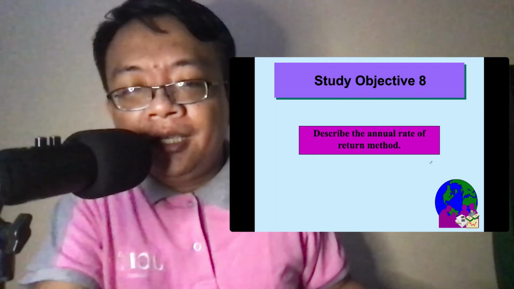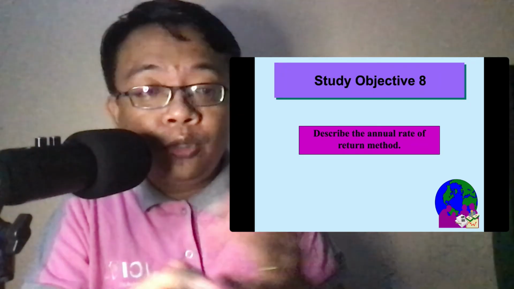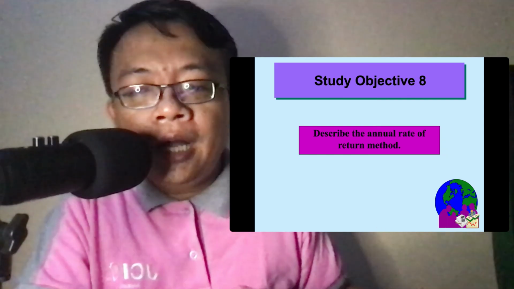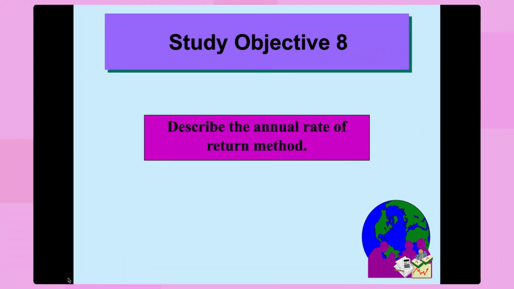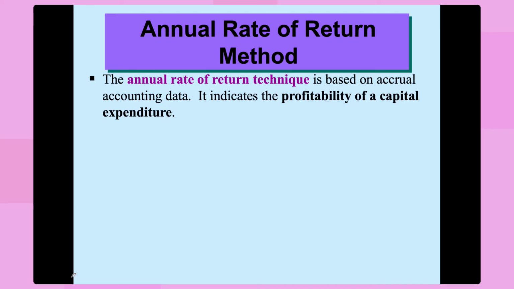Alright. So far, any question? We are now on the last one: the annual rate of return, or the accounting rate of return. No question? Alright. Some books or references call it the accounting rate of return. So, what do we mean by annual rate of return? A while ago, we had cash payback, NPV, profitability index, and IRR, which use cash basis of accounting. But now, since it is the annual or accounting rate of return, we will use accrual accounting data, meaning your net income. And it indicates the profitability of the capital expenditures.